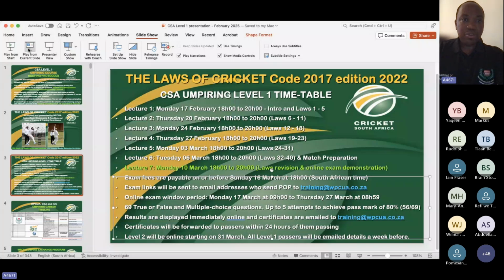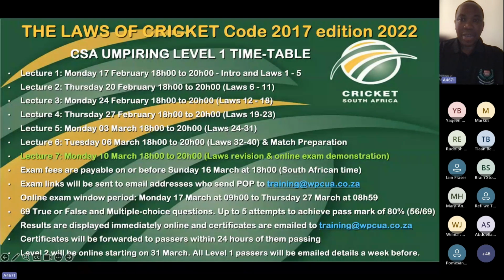Please, if you are paying for more than one person, make sure that when you forward the proof of payment, you forward the email addresses of all the candidates that have been paid for. The exam link email will be sent out to all of those at 9 a.m. South African time on Monday, the 17th of March, and you will have a 10-day window period until Thursday, the 27th of March at 8:59 a.m. to attempt the exam up to 5 times to achieve the pass mark of 80%.